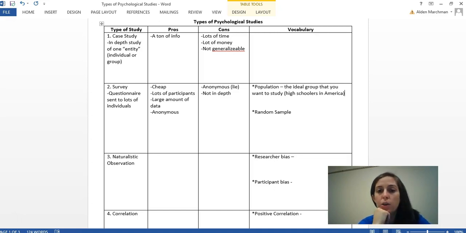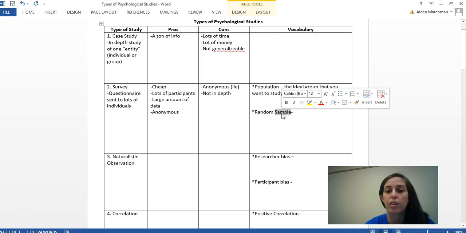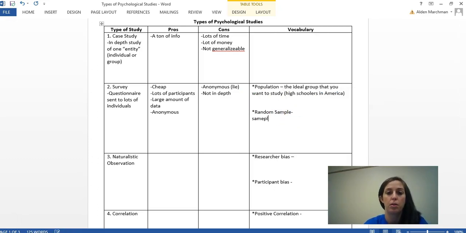Okay, that's your goal. Now, I do not have enough paper, I don't have enough time, I don't have money to send out a survey to all these high schoolers in Georgia or in America. So, what I do is I get a sample. Okay? So right there, a sample is the group that you actually do study. So I'm going to write sample, the people you actually study. All right? But it has to be a random sample.